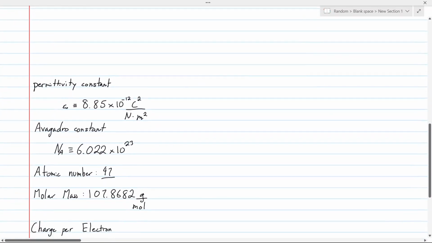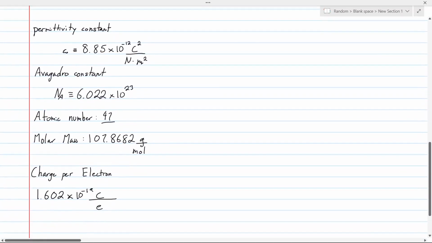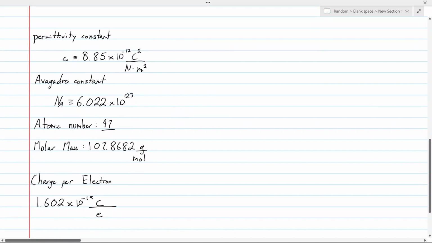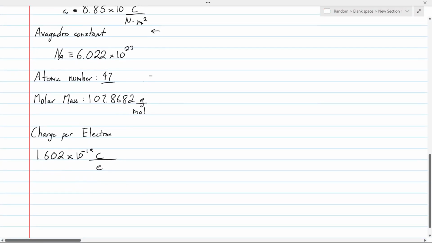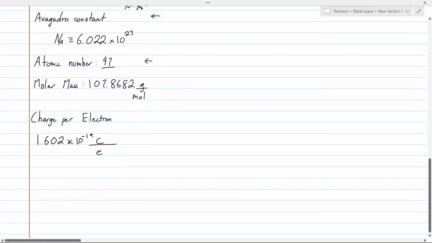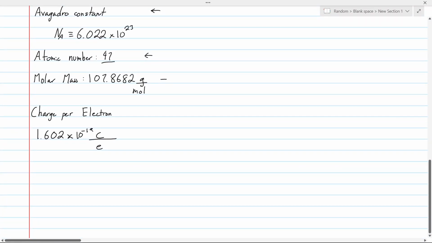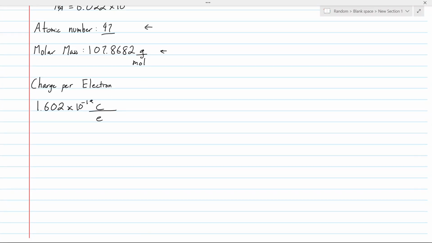We will need, however, a couple constants. First, we're going to need the permittivity constant. We're going to need Avogadro's constant. We're going to need to know the atomic number of silver. We're going to need to know the molar mass. And we're going to need to know the charge on an electron.